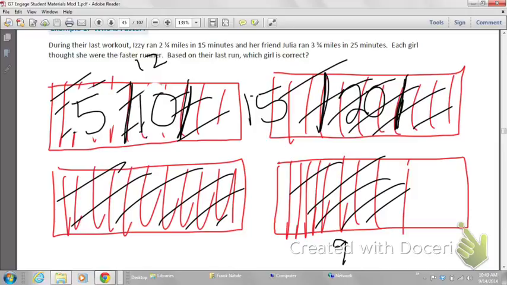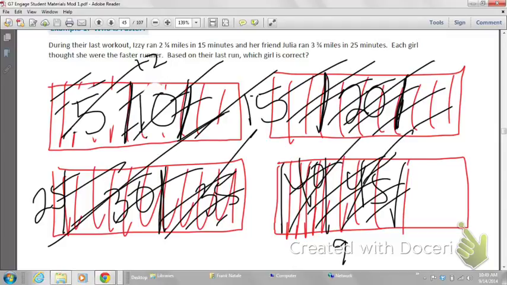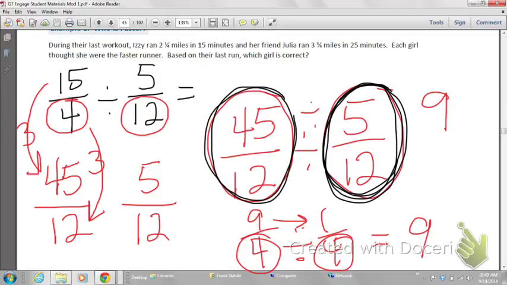How many do I have here? Another 4, another 5 here, that's 25. Another 5, 30. Another 5, 35. And then another 5, 40. And then we got 45. Okay, so 1, 2, 3, 4, 5, 6, 7, 8, 9. 9 of those groups. 9 groups of 5 12ths can be taken from 45 12ths.